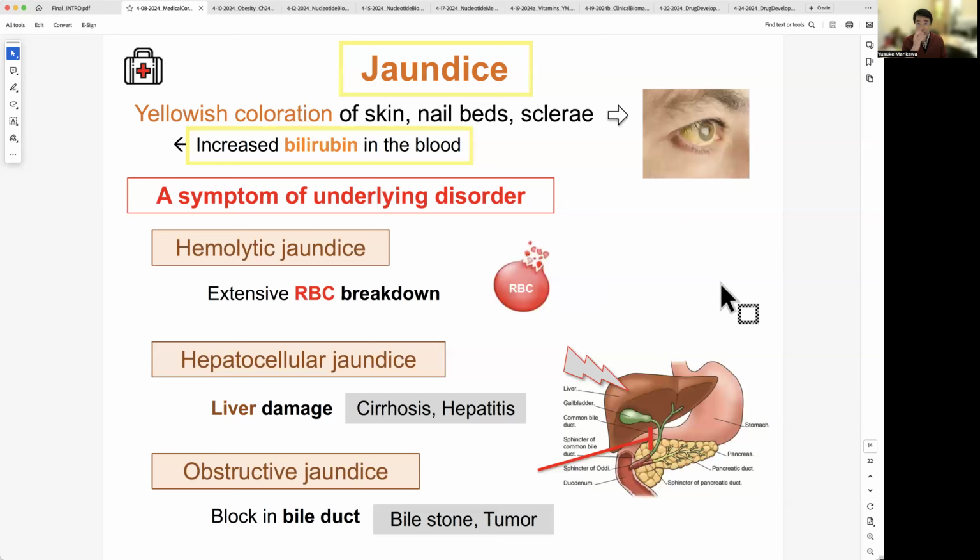And notice a clinical condition called jaundice, which is due to increased bilirubin in the blood. You don't need to know all those specific causes of underlying disorders. But what you need to know is, whatever the cause is, if the bilirubin ends up accumulating due to various disorders, it manifests as jaundice, yellowish coloration of the skin and eyes due to increased bilirubin.